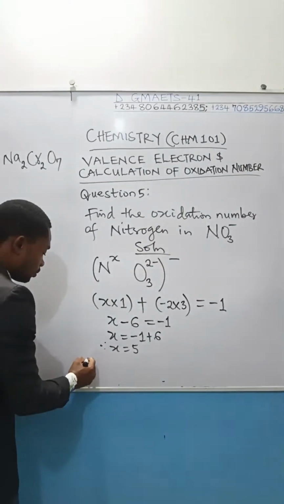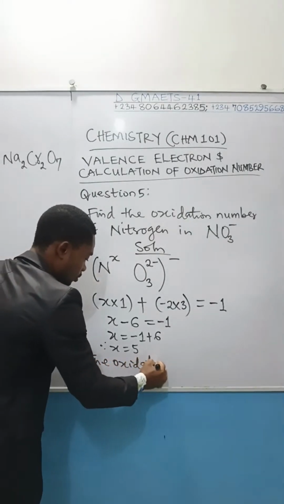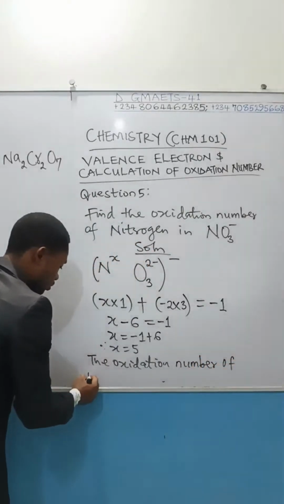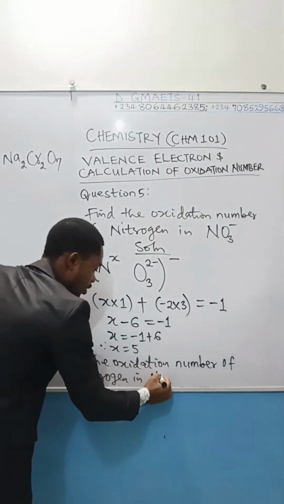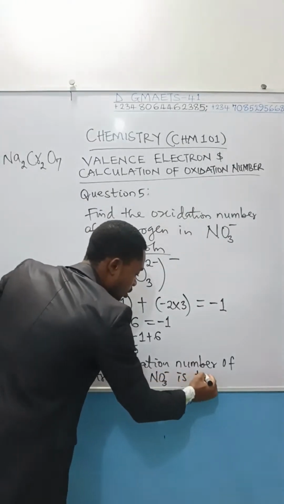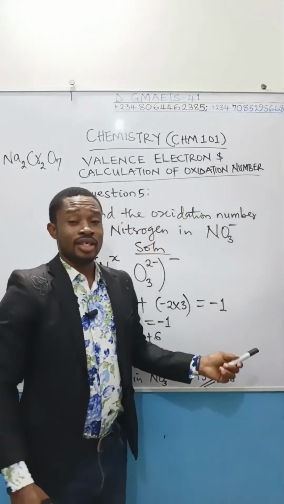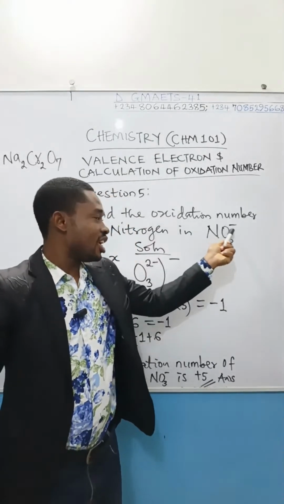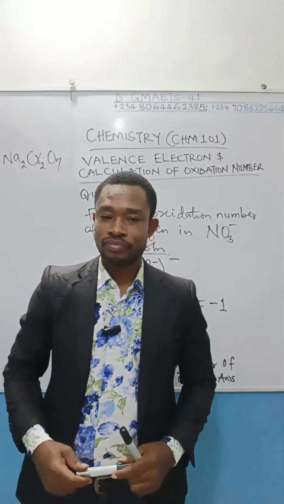We conclude. The oxidation number of nitrogen in NO3 minus is plus 5. The name of this ion is trioxonitrate(V) ion, where that V is written in Roman numerals.